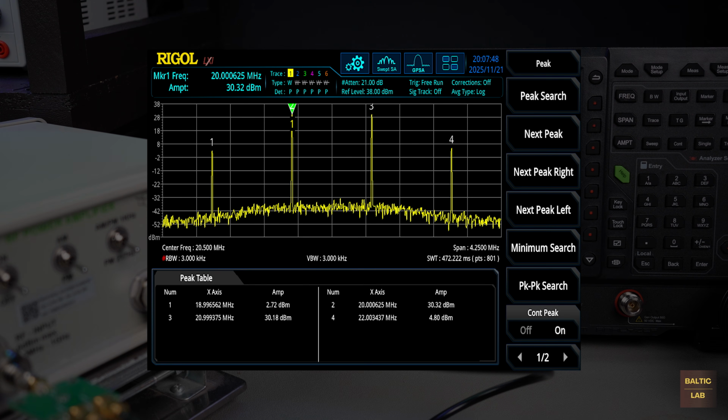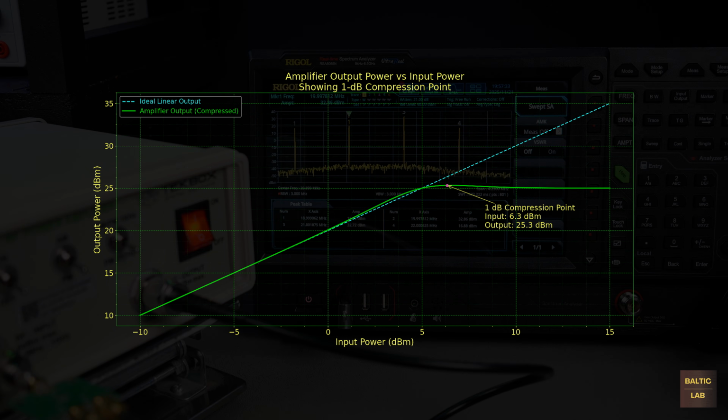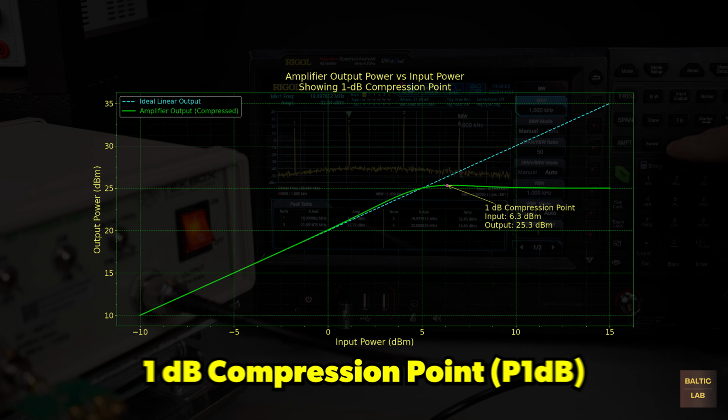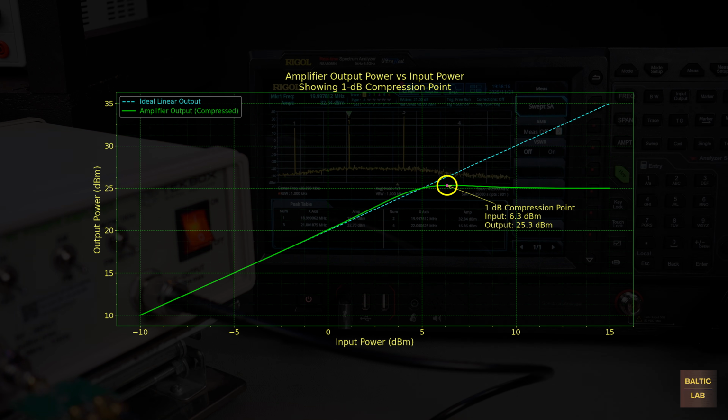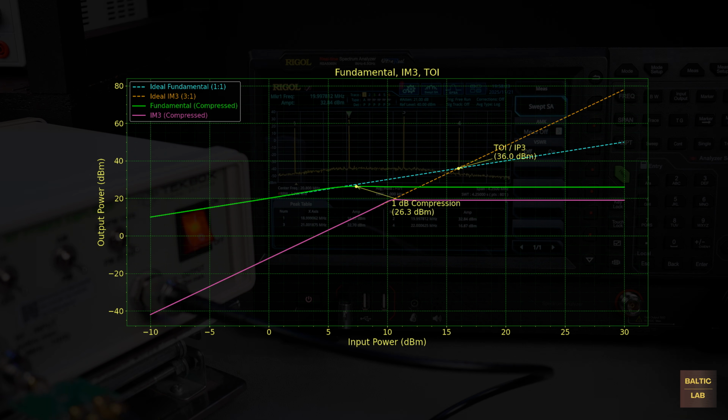If this trend continued indefinitely, the third-order products would eventually reach or even exceed the level of the fundamentals. In reality, the amplifier enters compression long before that happens. Compression occurs once the output no longer increases with the expected gain, and a common reference point for this behavior is the 1 dB compression point, where the amplifier's gain has dropped by 1 dB from its small signal value. To visualize IP3, the linear portions of both curves, fundamental output versus input power, and third-order product output versus input power, is taken and extrapolated beyond the compression region.